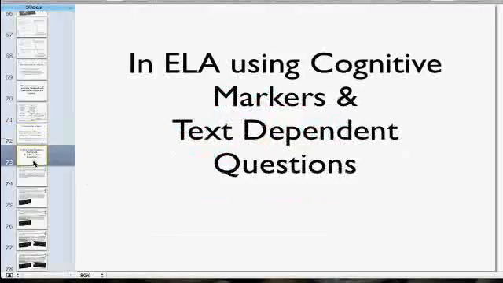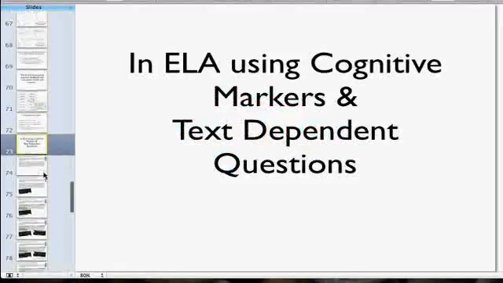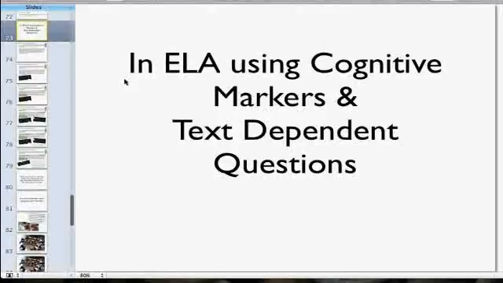And please interrupt me if there's another question along the way. So in English Language Arts, I'm going to show the use of cognitive markers. This would fall under a close reading strategy that I mentioned, and text-dependent questions. So this is a second grade piece of complex text.